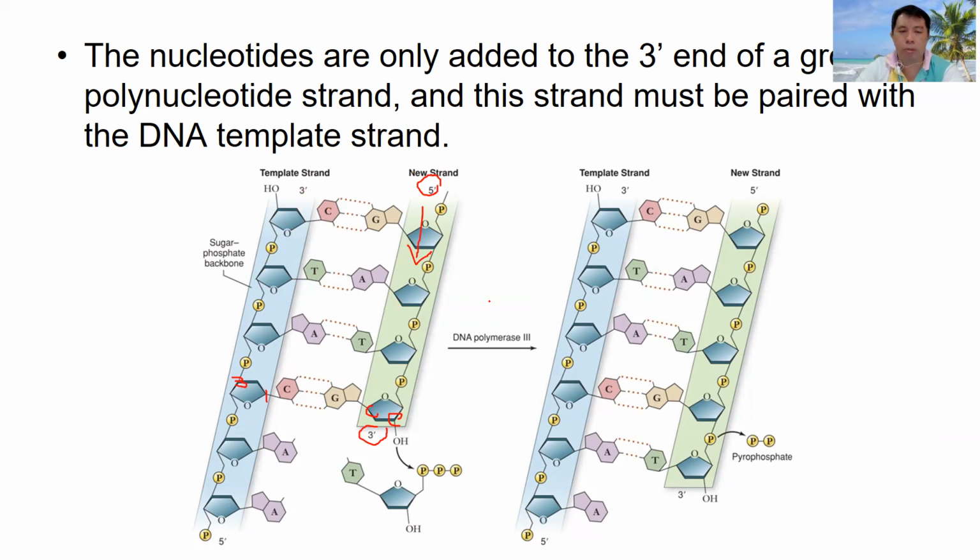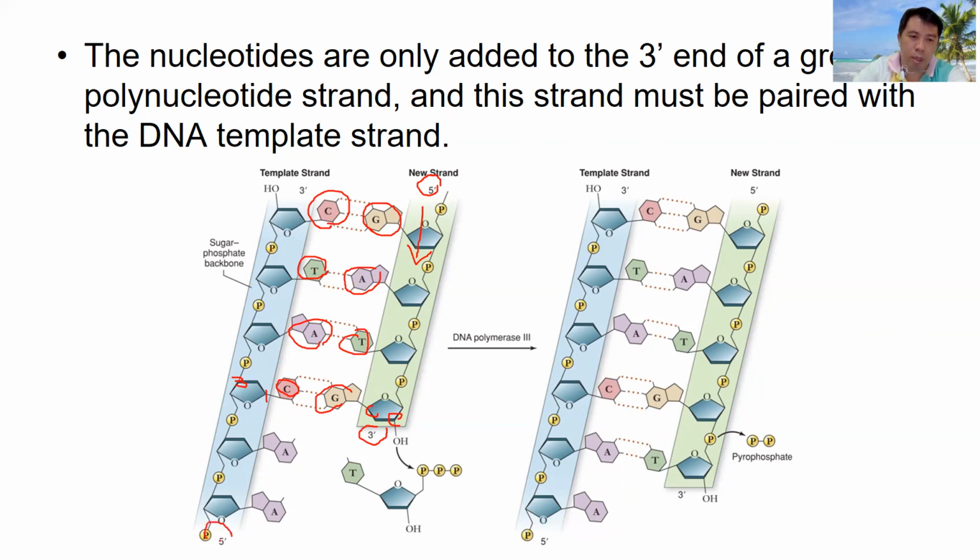Okay, in the 5' to 3' direction. And then from here, have you realized that the guanine nitrogenous base always complementary base pairs with cytosine? See? And the thymine always complementary base pairs with adenine. So this is why we need a template strand, to synthesize a new polynucleotide or the new complementary strand.